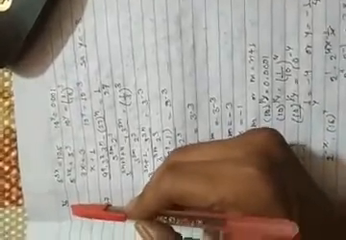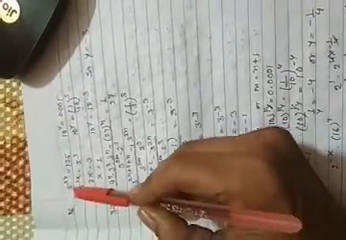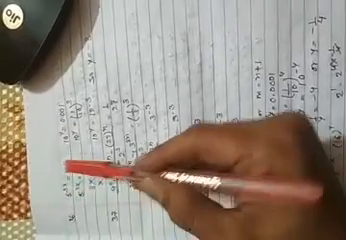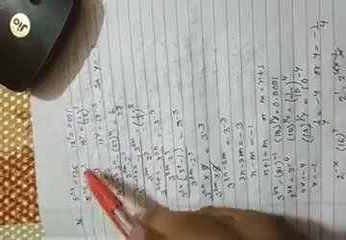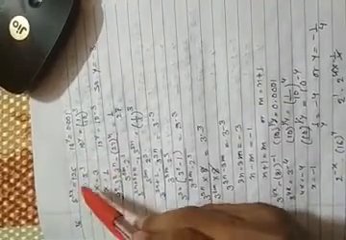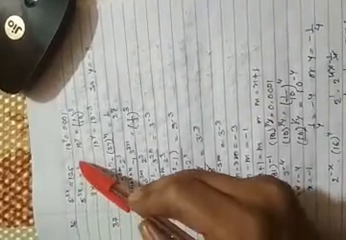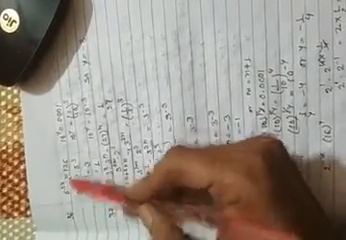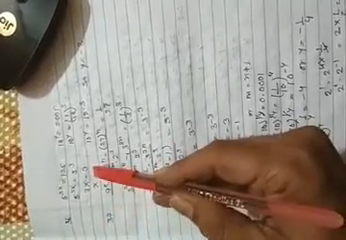Now in question number 36, it is given that 5 to the power 3x is equal to 125. So what I have done is convert this 125 as 5 to the power 3. So 5 to the power 3x is equal to 5 to the power 3. As the bases are the same, I have compared the exponents. So it will become 3x is equal to 3. So x will be equal to 1.